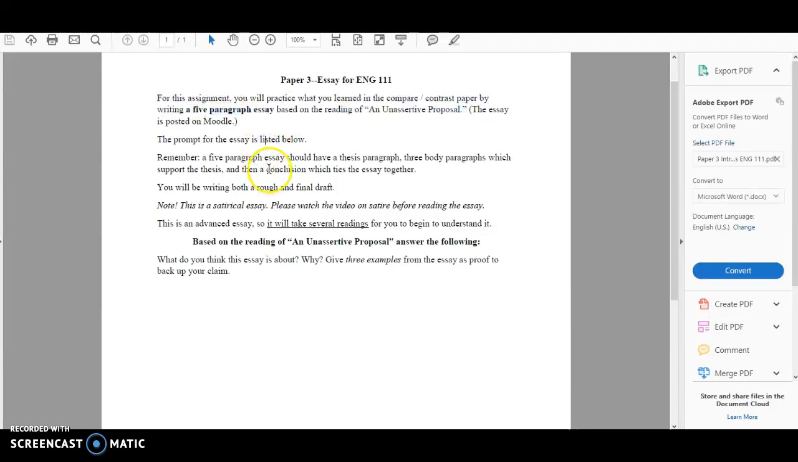Now the prompt is basically this down here. You're going to read an essay called An Unassertive Proposal and answer the following. What do you think this essay was about?